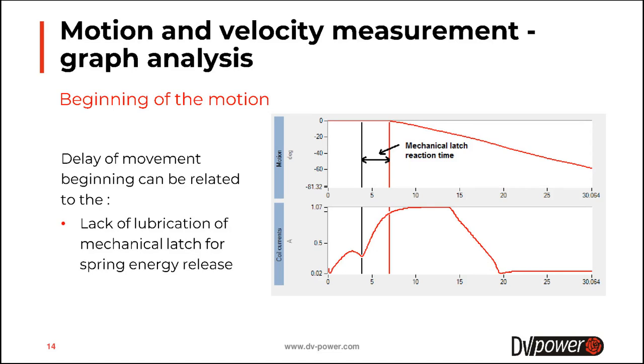In this moment, the latch should start to release the mechanism and energy from the spring. But if there is a delay between these two instants, between this corner, when the plunger hits the buffer and hits the latch, and the moment when the motion starts, if that delay is increased compared to the routine or commissioning test, that can indicate lack of lubrication of the mechanical latch or some other problem with the mechanical latch.